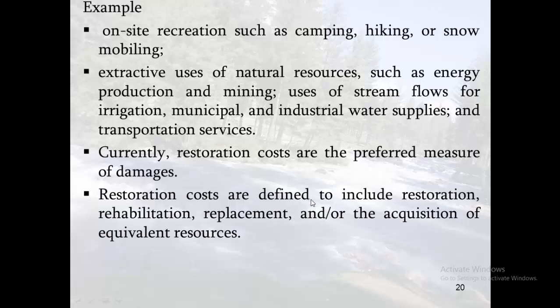For example, if you lose the natural beauty of a camping site, then its restoration costs include its restoration, rehabilitation, replacement, or the acquisition of the equivalent resources.